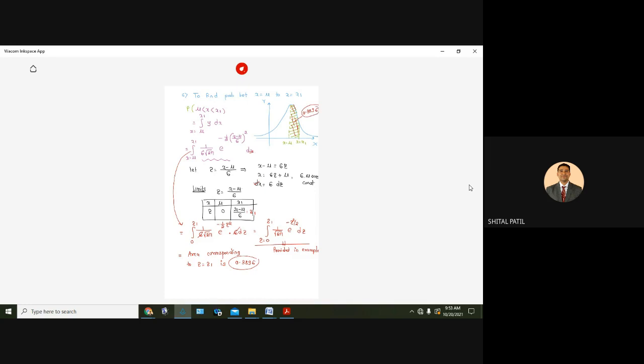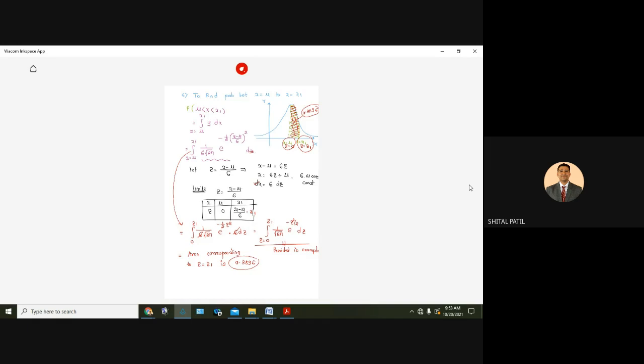Which area is 0.3896? The area we are talking about right now: the area from z equal to 0 to z equal to z1, if I want to write in terms of z. If I want to say in terms of x, it is x equal to mu to x equal to x1. Both are the same, only the notation is different. Is everyone getting this? Have you understood this so that we can proceed? Okay. Now onward, I'll write statements in terms of z instead of writing in terms of x.